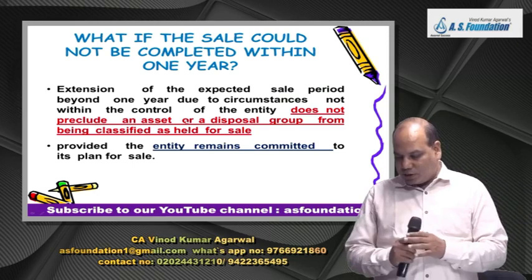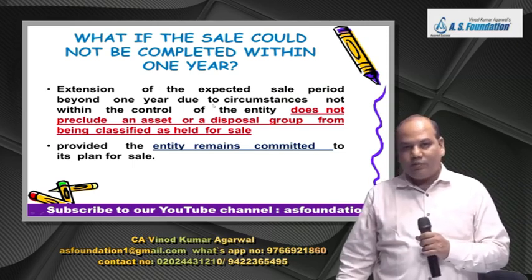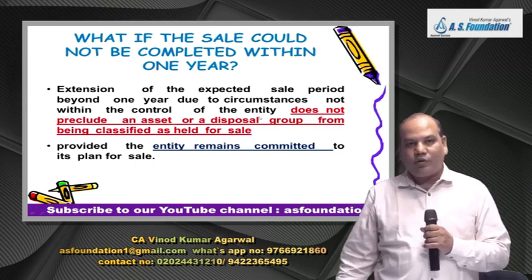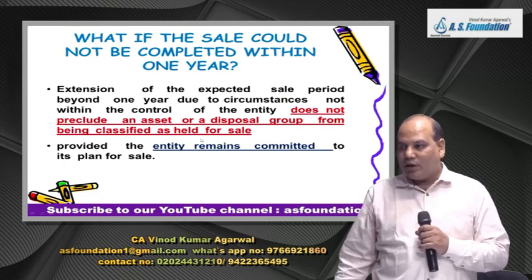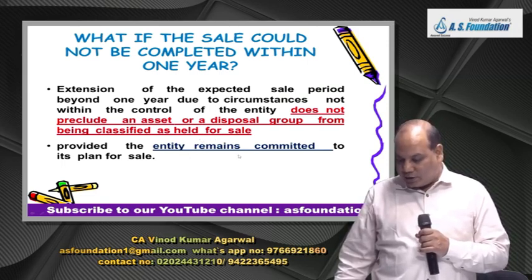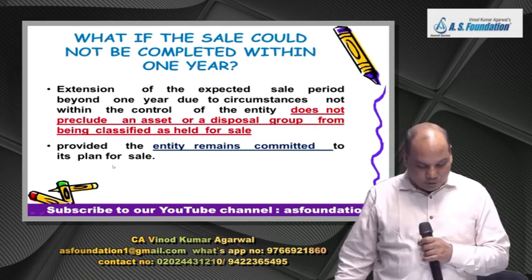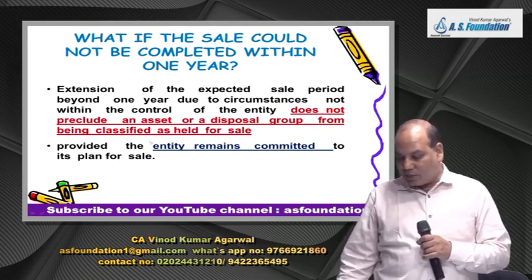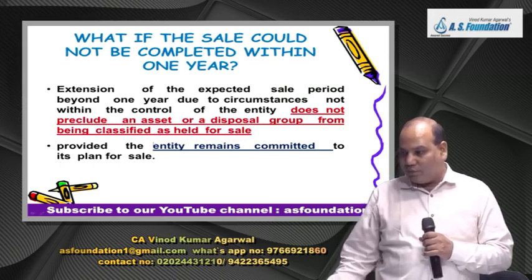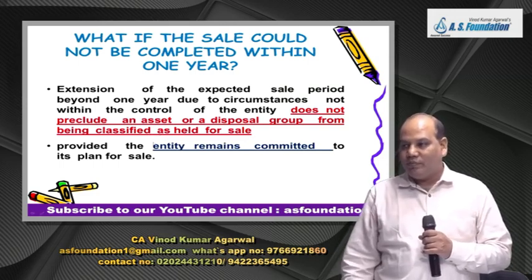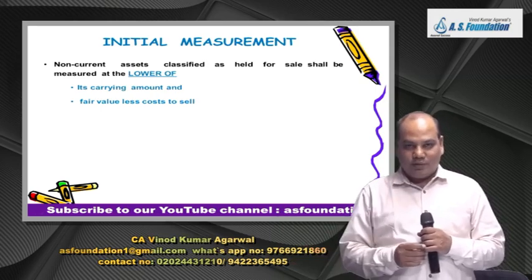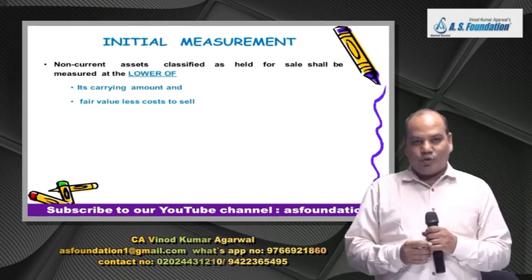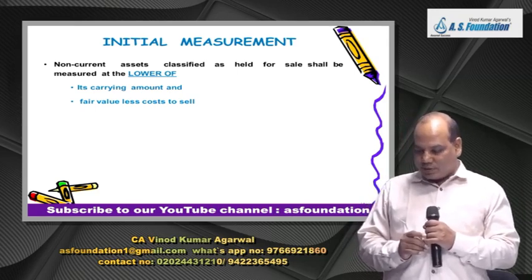So, extension of the expected selling period beyond 1 year. Now again, see, the subjectivity is involved. Due to circumstances not within the control of the entity, it does not preclude an asset or a disposal group from being classified as held for sale, provided the entity remains committed to its plan for sale. These are the practical challenges. You may be looking for a buyer actively, but you are not getting the buyer. So this is beyond the control of the entity. But the entity says we are going to sell it the moment we get a buyer who is going to purchase it at a reasonable market price.